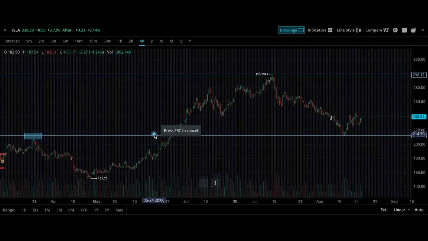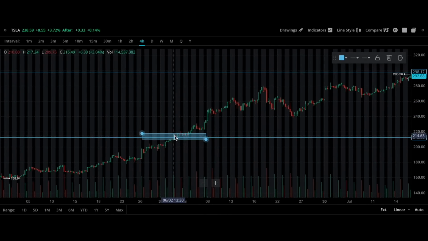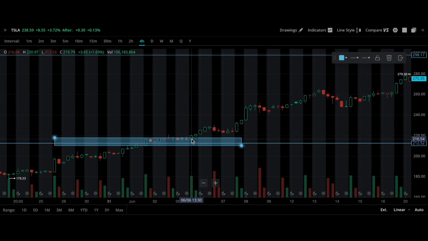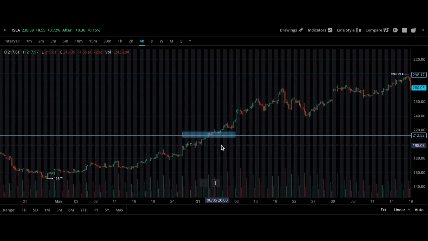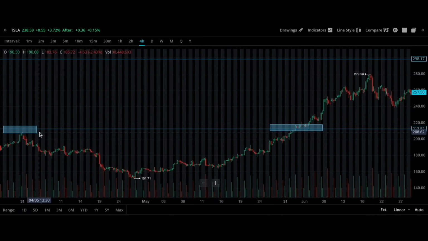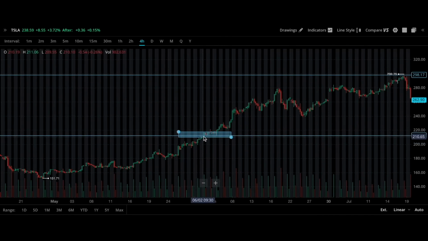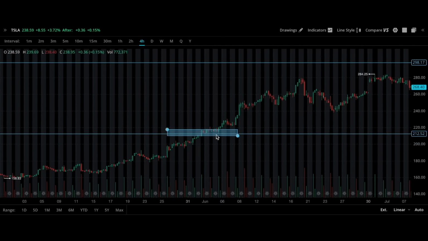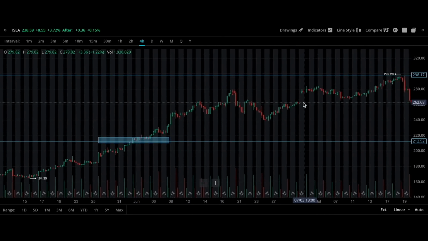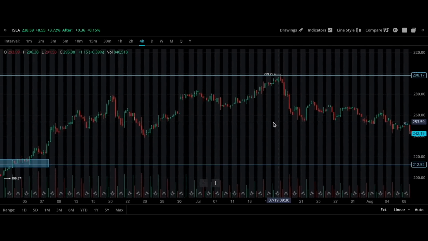Because look, if you look at this part right here on the rectangle, there's resistance right here. Right here was potentially resistance, because look, it's consolidating and then it bounces. But look at this candle right here. Right at that 212. This 212 was resistance before. 208 to 212 was resistance.